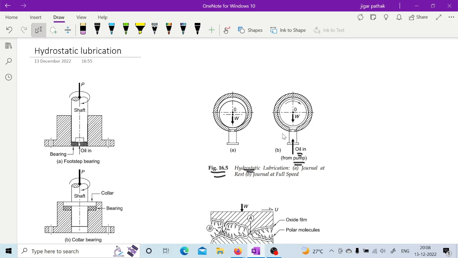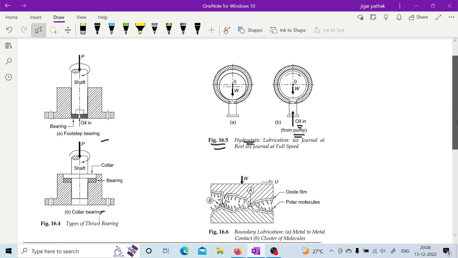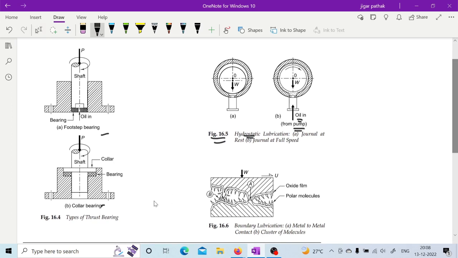This is related to the footstep bearing and collar bearing. I guess these are thrust bearings, where you can see that the force is applied along the axis of the shaft. So these are the types of thrust bearing mentioned here.